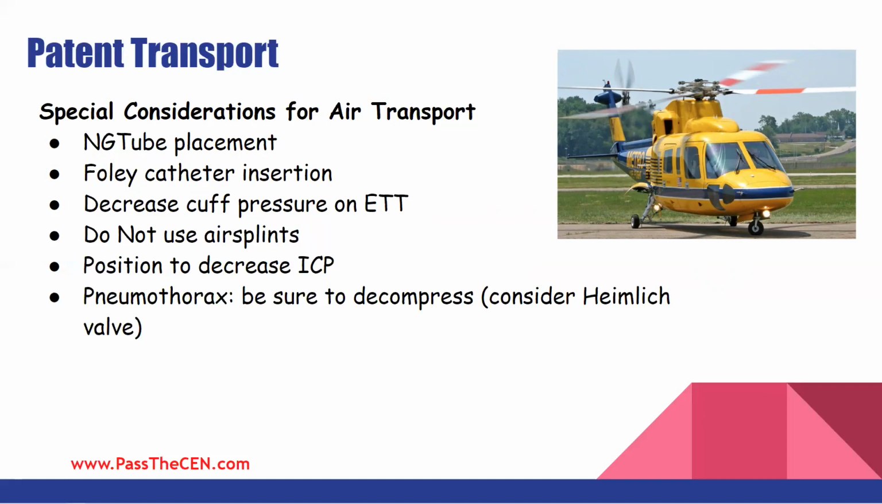They might want to decrease the pressure in the ET cuff a little bit so it doesn't expand and cause tracheal damage. If they have a pneumothorax, that needs to be decompressed before they go airborne, because that pneumothorax can get bigger and possibly cause a tension pneumothorax if they're in the air. So think about all these things that contain air or gases.